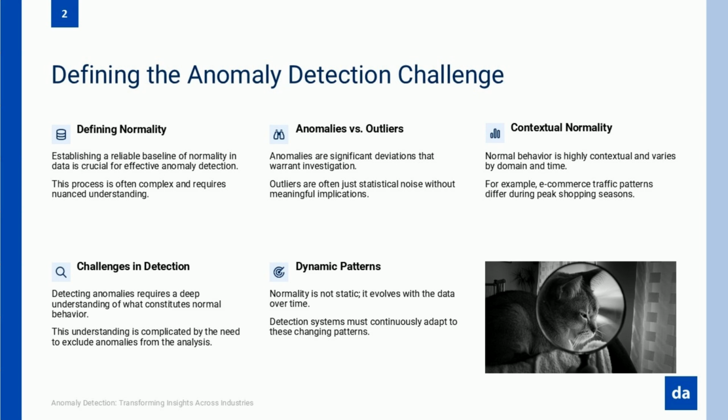The most sophisticated anomaly detection systems embrace this reality, continuously updating their understanding of normal behavior as new patterns emerge. This adaptability is what separates truly effective anomaly detection systems from those that drown in false positives or miss critical outliers. By building a robust understanding of what constitutes normal behavior in your specific context, you create the foundation for accurate anomaly detection that delivers genuine value.